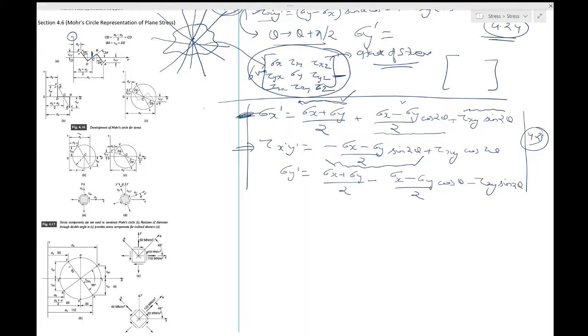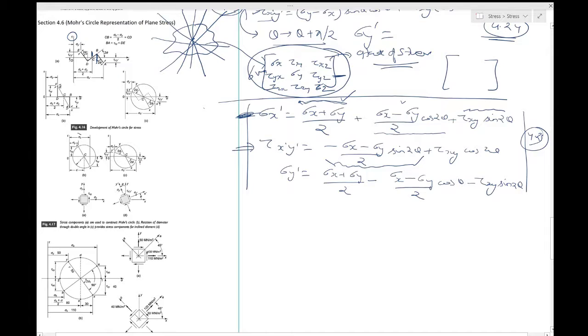The second term is represented by the vertical component of BA. So you have this component of BA, which is the vertical one, and it's for tau xy cos 2 theta. So we have got that. Let's see how these actually become the summation of these two terms.